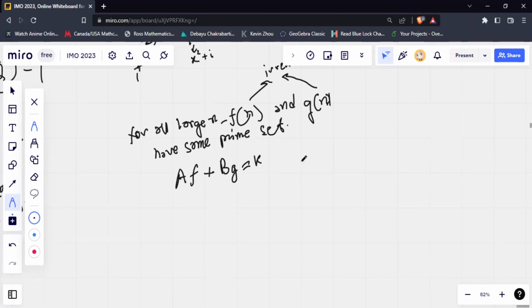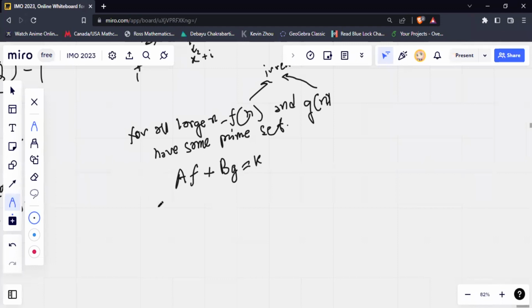Okay. So for large n, we can have that modulus of f and modulus of g are divided by some very large prime p. No, no, no, just ignore it. Can we force f and g to be equal? Wait, but then that means that this prime set is itself bounded, since k is finite. But it can't be bounded, right? Because of irreducibility.